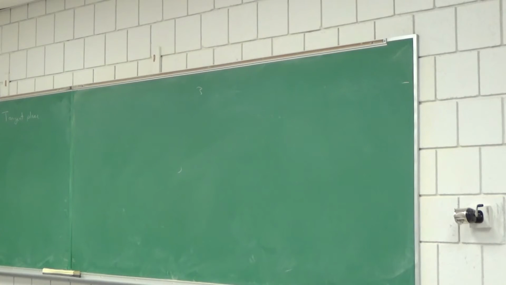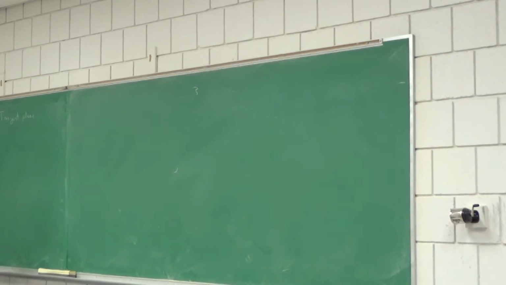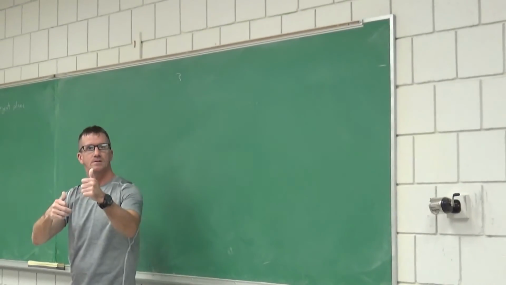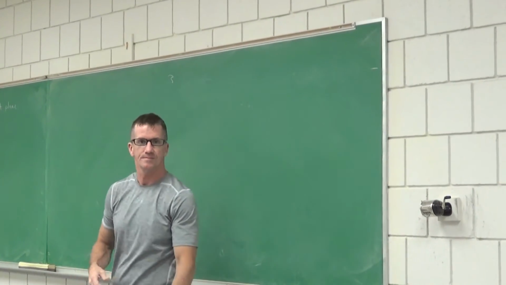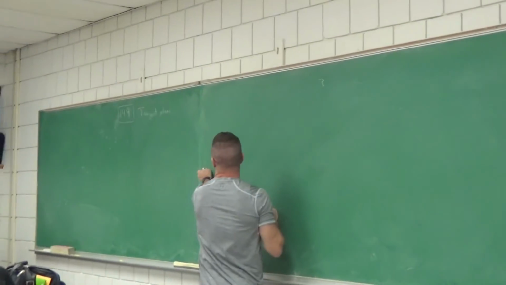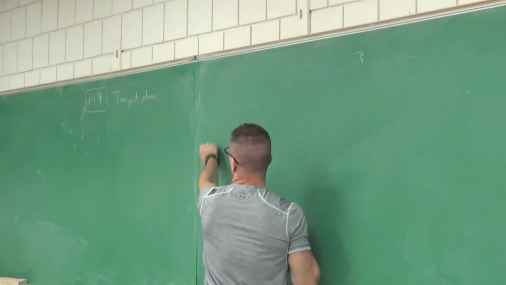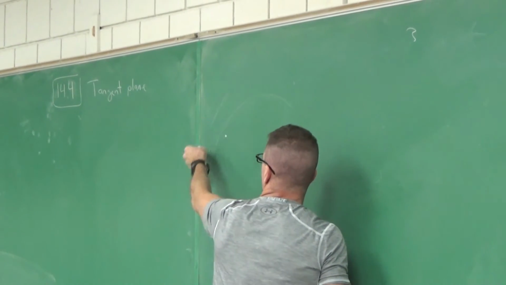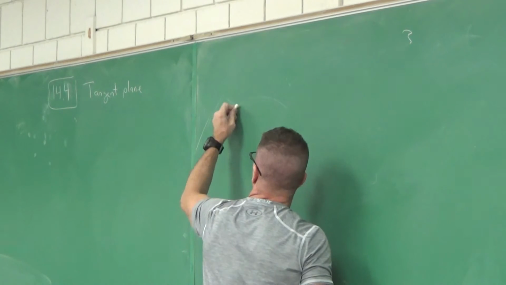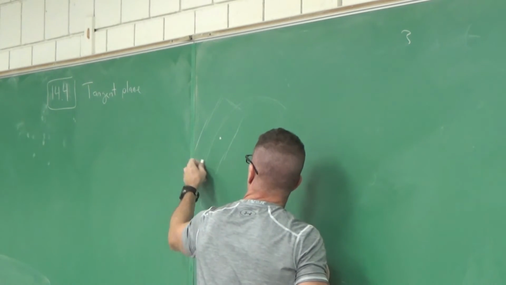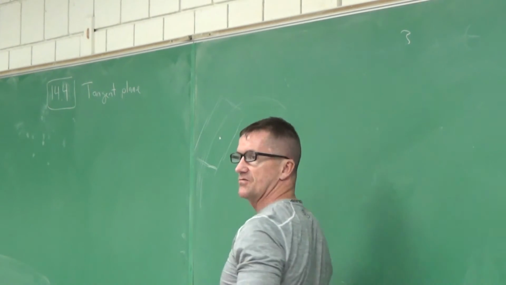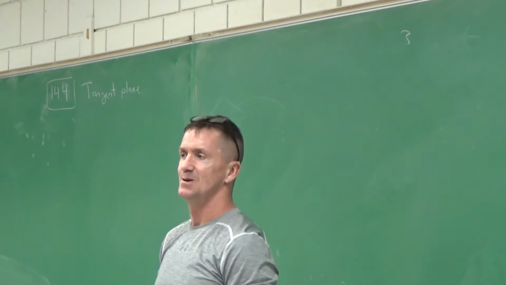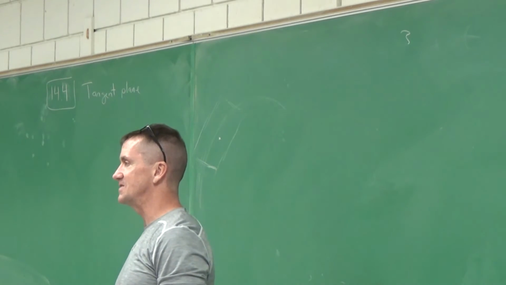Graph? Okay, no graph. Or maybe there's a sphere here, and there's some point. But we can get the equation of a tangent plane to a surface. So remember, a tangent line to a curve, tangent plane to a surface.